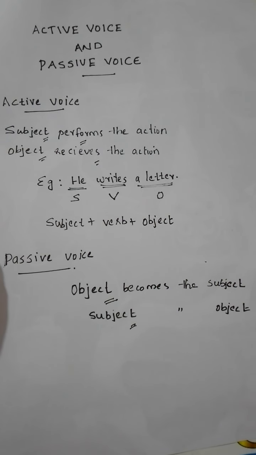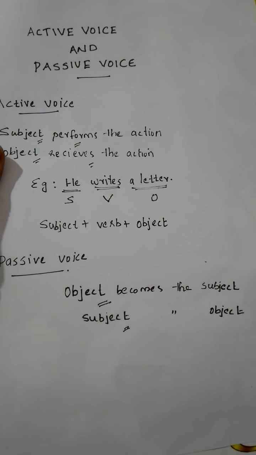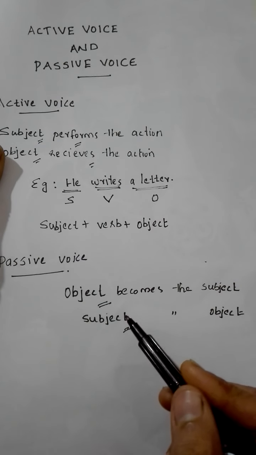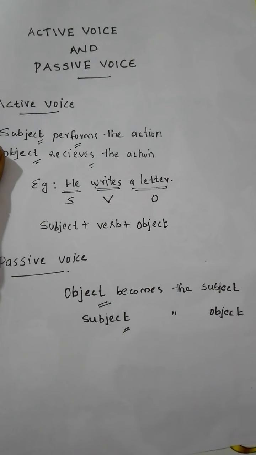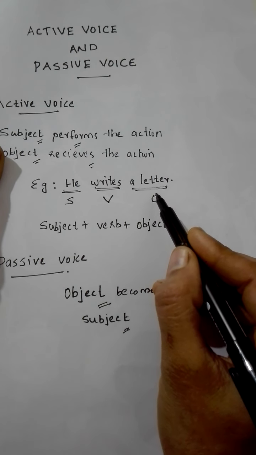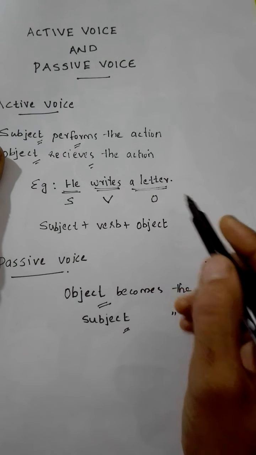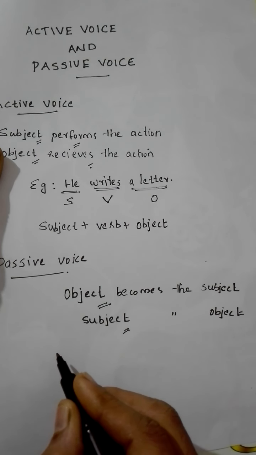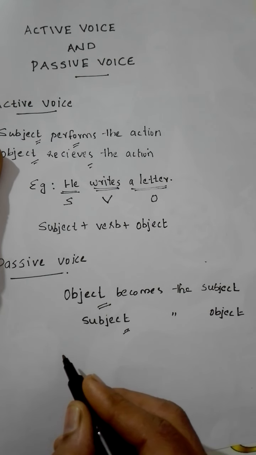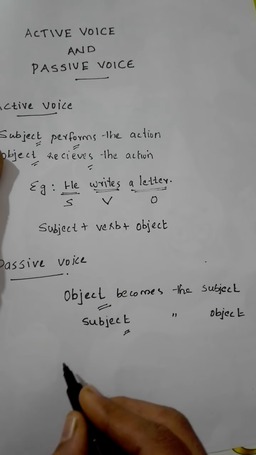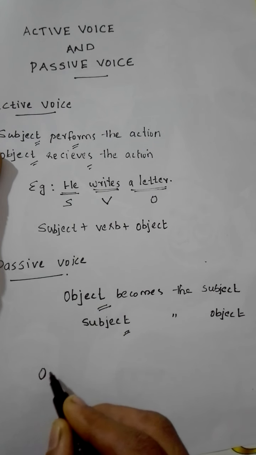Let's see one example. See, here we can take the same example. He writes a letter. This we can convert into passive voice. Okay. So, I told you in passive voice, the object becomes the subject position. Got it? So, a letter is the object in the active voice. So, we should have to write what here in the passive voice? Object first. See, first let me tell you the construction of the sentence in the passive voice. Okay. First we should have to write the object.